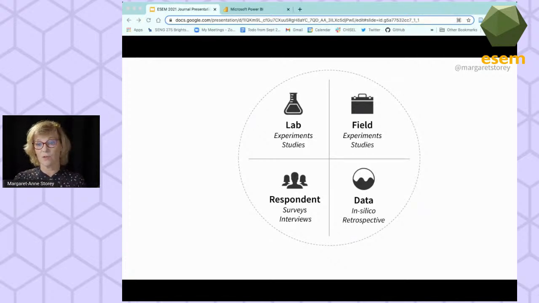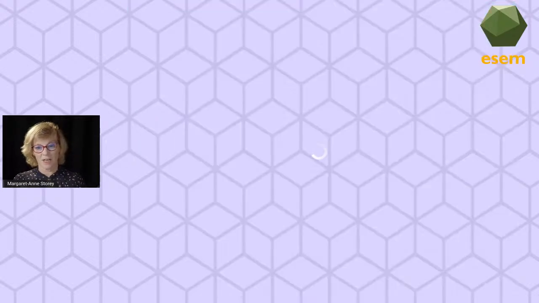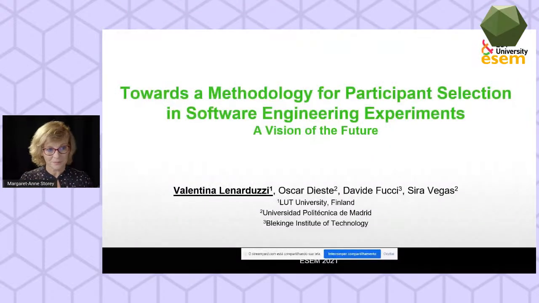These include interviews and surveys, and these rely on perceptions of developers or other stakeholders, and they may be conducted in a location of convenience. And then finally, on the bottom right, we have the data strategies, which rely on studying or experimenting with retrospective data, such as GitHub data, Stack Overflow, bug repositories, and so on. So note that three of these quadrants are annotated with the little blue figure.